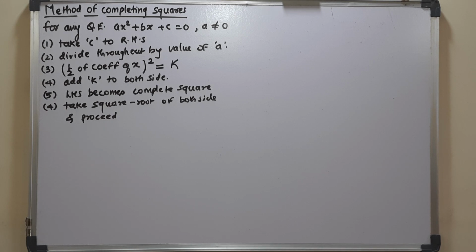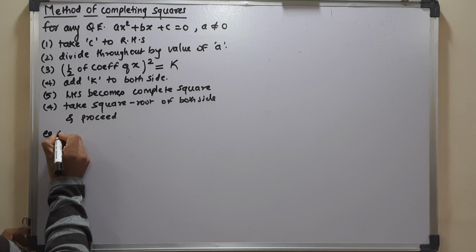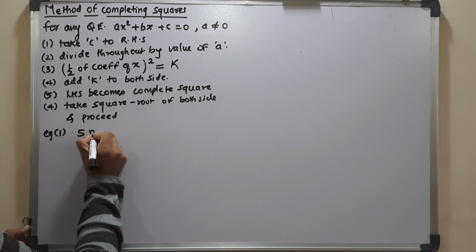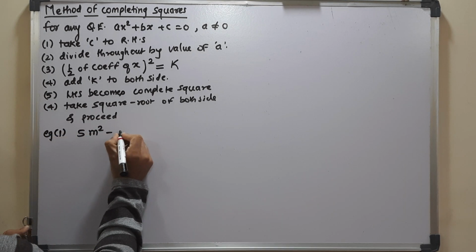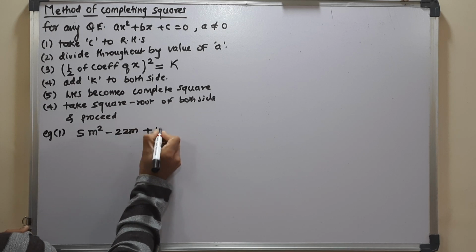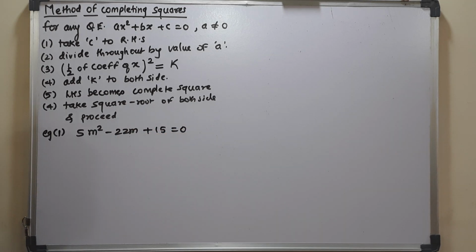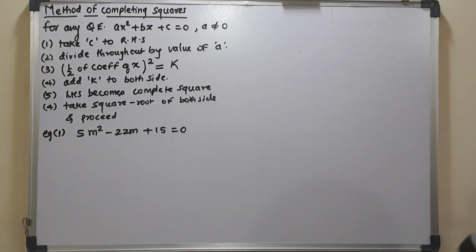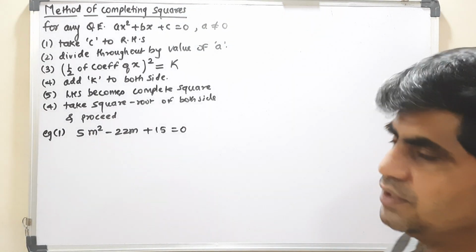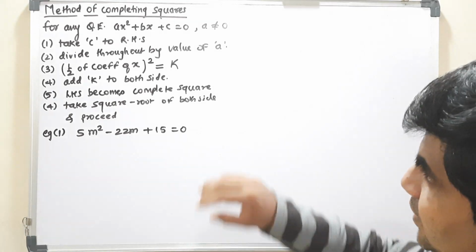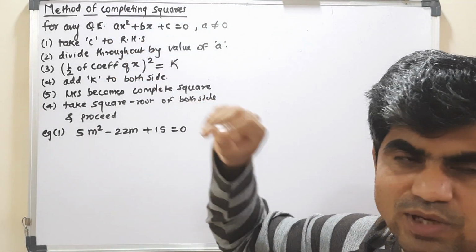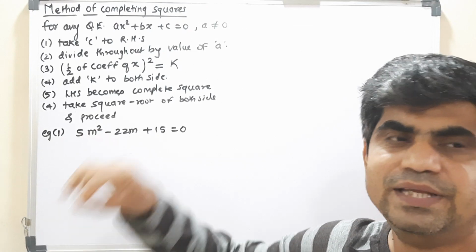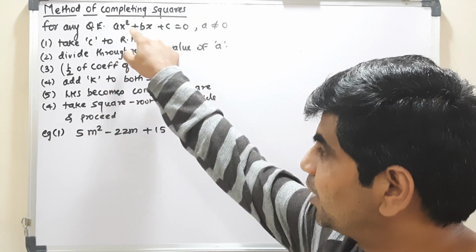So let me understand this with one example. Suppose I have here 5m square minus 22m plus 15 is equal to 0. I have just written an example of any type. Now here, as I told you, the general form is always mentioned as ax square plus bx plus c, meaning the variable considered is always x over here, but it does not matter.